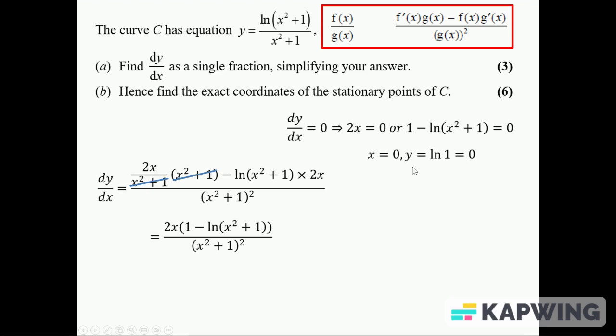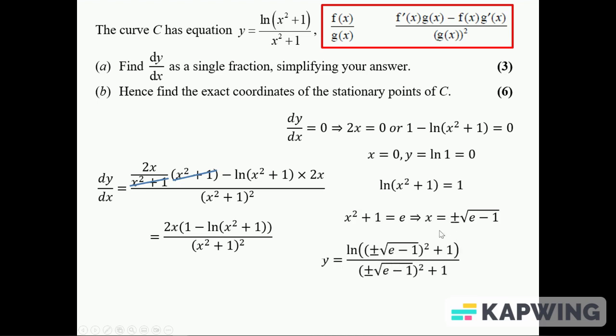0. And if this is equal to 0, that means the ln of x squared plus 1 is equal to 1, which means x squared plus 1 is equal to e, sort of e to the power of both sides, really. Given that, x is plus or minus the square root of e minus 1, take the 1 over and square root it, but it could be positive or negative. And I want the corresponding y value for that.